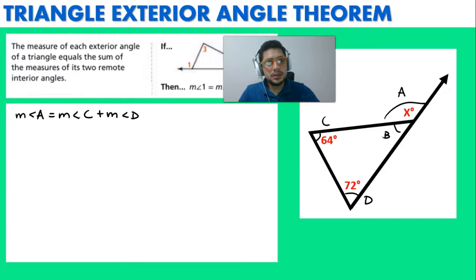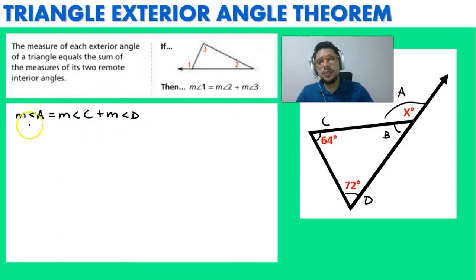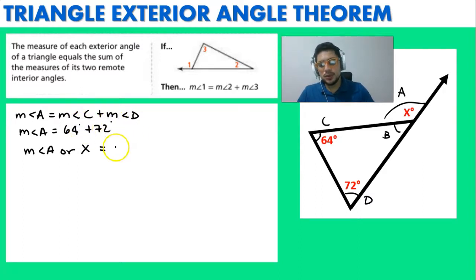I'm going to move this a little bit so that you can see. And we're going to see that the measurement of angle A is going to be equal to 64 plus 72 degrees. So the measurement of angle A, or x, is going to be equal to 64 plus 72, right? So that means that it's going to be 136 degrees, right? That is one way to do it.